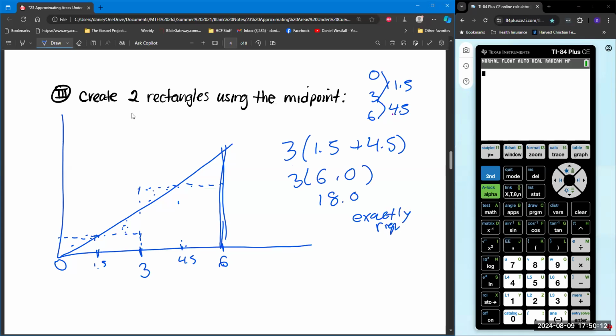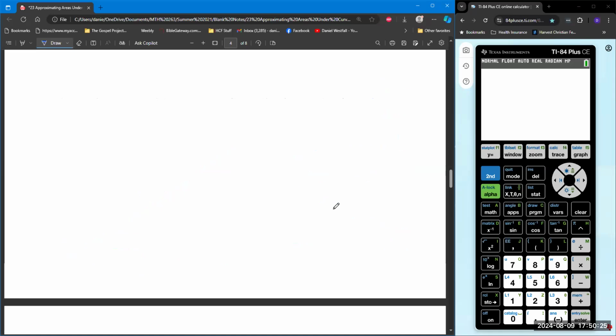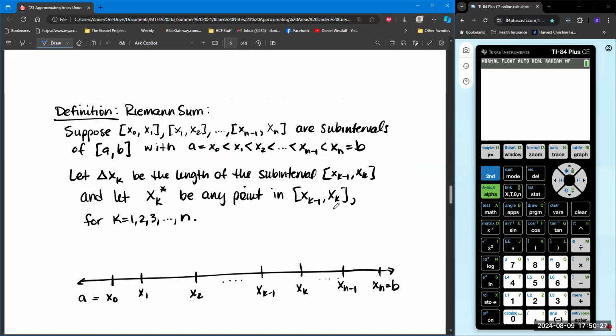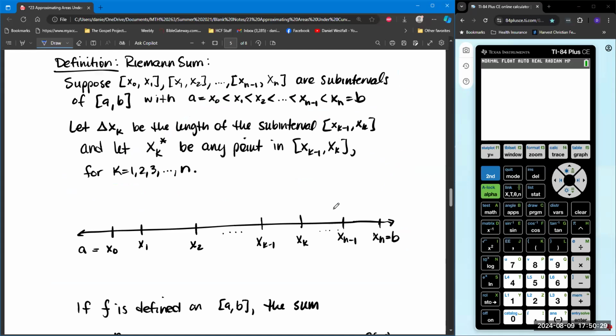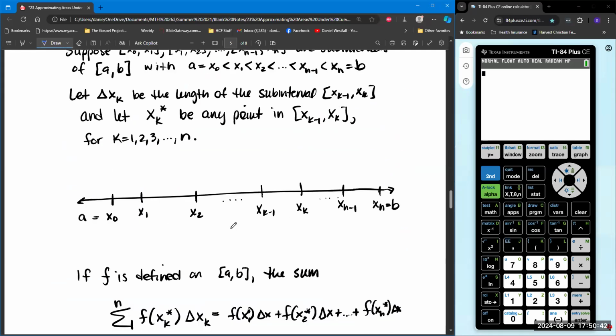Now it's not always going to be exactly right. It's going to be an estimate, but we're going to see that the midpoint is going to be the best of the estimates that we're going to get, left and right. The right answer will be somewhere in between. It'll be closer to the midpoint answer, and that midpoint answer is not always halfway in between the left and right.